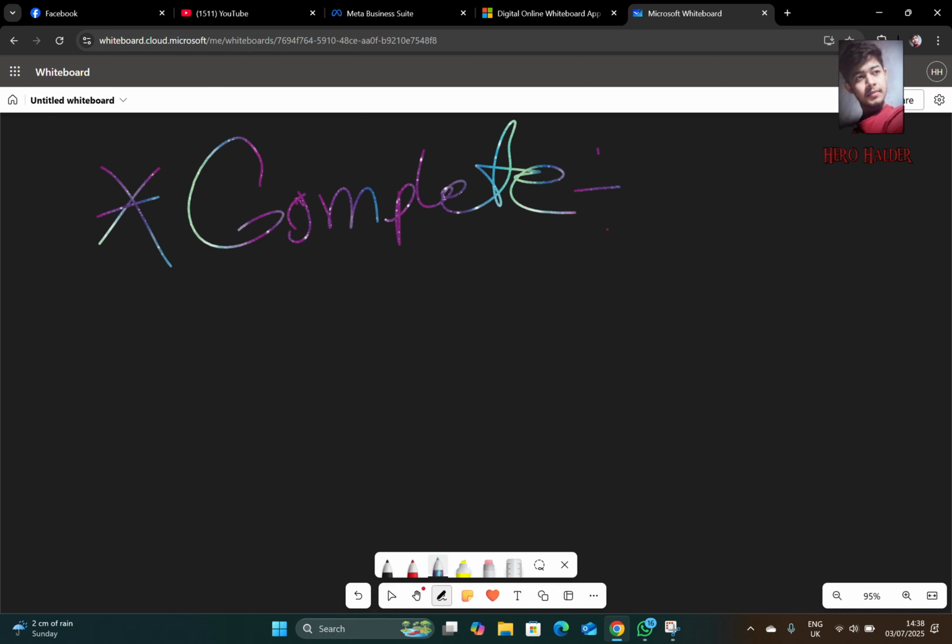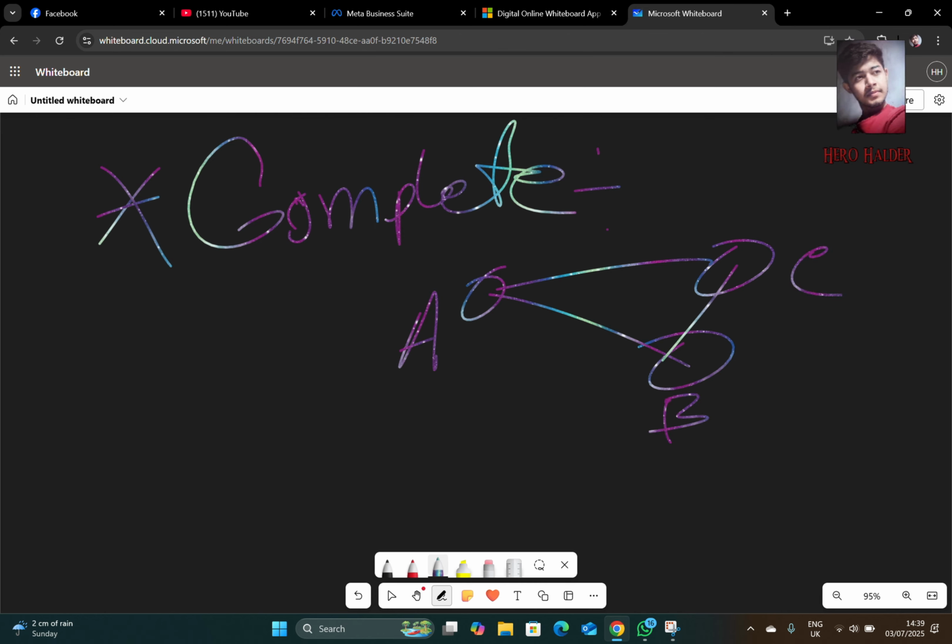The fourth is the complete graph. In a complete graph, every node is connected with all other nodes. The example of a complete graph is: if it is A, B and C, we can see that A is connected with C and B, B is connected with C and A, and C is connected with A and B. So it is called the complete graph.